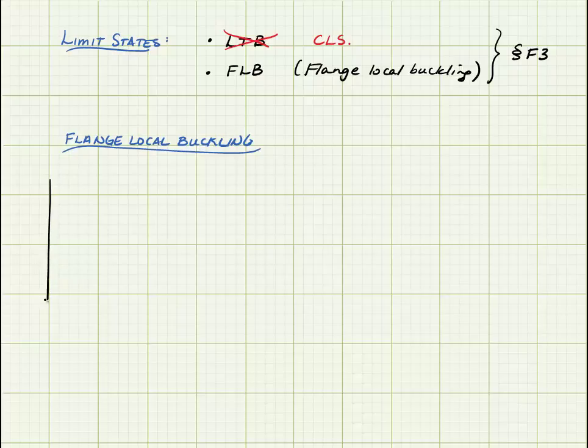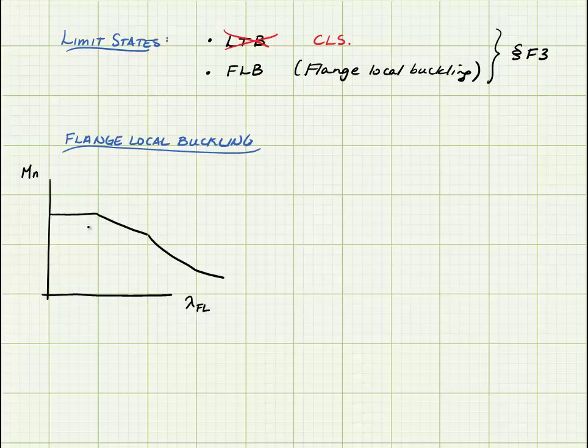Once again, I want to sketch the solution space for local buckling. Here's my nominal moment capacity. Here's the flange slenderness. I have a three-part curve. First piece is the plastic moment strength. The next piece is a reduction in capacity in the non-compact region. And the last piece corresponds with elastic local buckling.